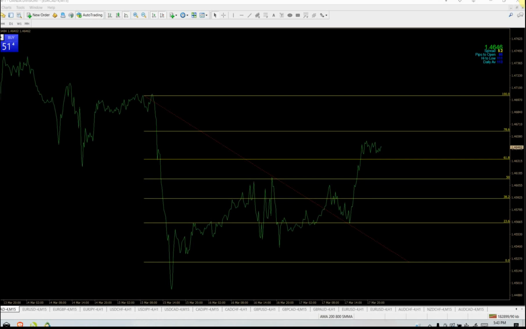Can using a line chart make your chart analysis a little bit easier? Well, that's the question we're going to explore today, so let's get going.